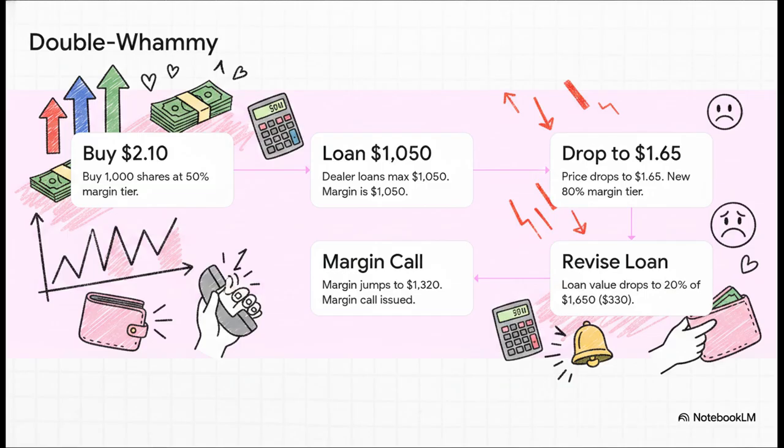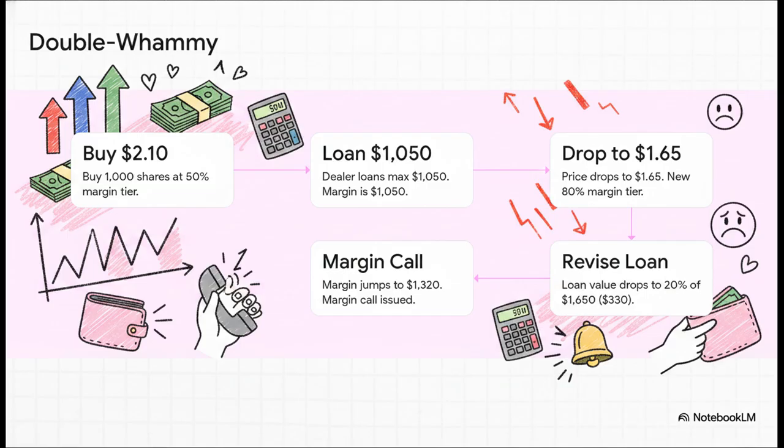Let's walk through it. Step 1. You buy 1,000 shares of a stock at $2.10 on margin. That's a $2,100 market value. Because it's over $2, you are in that 50% margin tier. Step 2. The dealer loans you 50%, which is $1,050, and you put up your own $1,050.